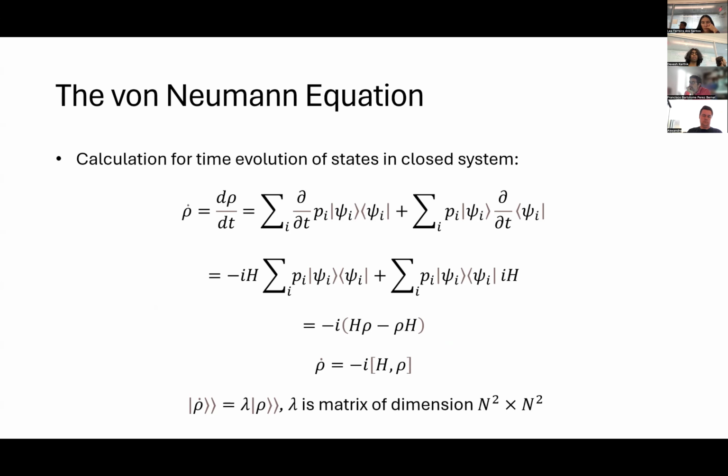In Fock-Liouville-Hilbert space, we can turn this into a column vector, which is our evolution, which is equivalent to the operator lambda, which is an n squared by n squared matrix, times our density matrix, which is represented now as a vector.